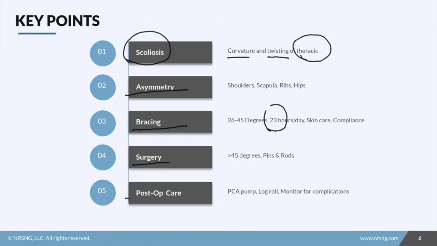So for our post-op care, the number one thing we're looking at is going to be pain control, and then the mobility, where we're protecting that spine by doing log rolls and involving physical therapy in that care. You've also got to be on the lookout for complications like spinal cord injury and then bleeding from the surgery.